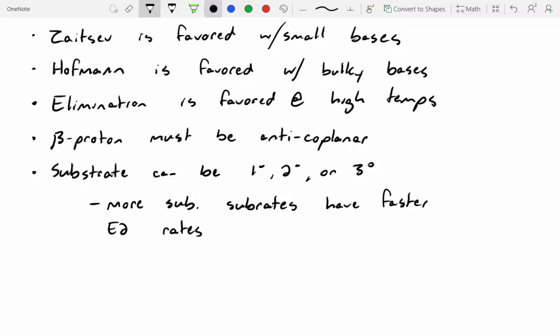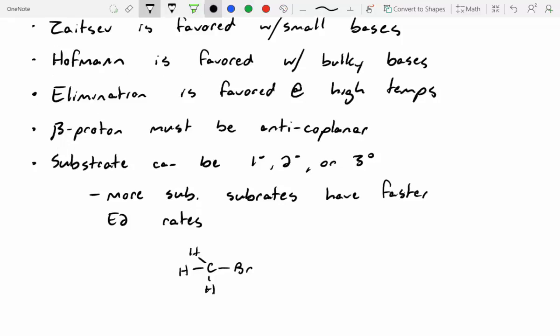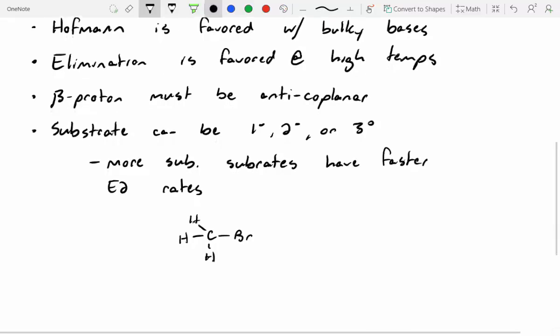Do we ever observe E2 with methyl groups? Something like methyl bromide. So let's say I've got CH3 with a bromine attached to it. Will this ever do E2? Why not? Yeah, no beta protons. So that's also a simple clue too. You can only ever have E2 with the primary, secondary, or tertiary, but you can have SN2 with the methyl carbon.